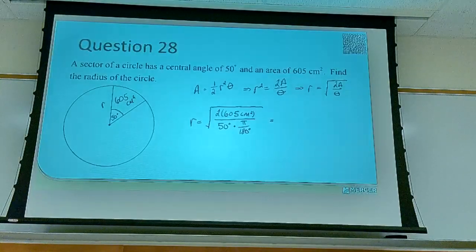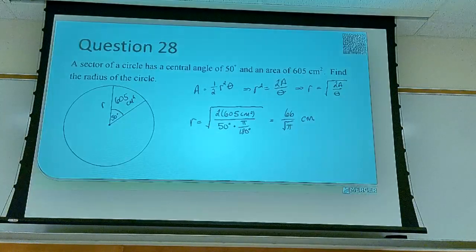Pi is in the denominator, right? 66 over the square root of pi centimeters. Right, again, we can't give an approximation. It's not asking for one, and they don't give us any decimals. Everything's exact.